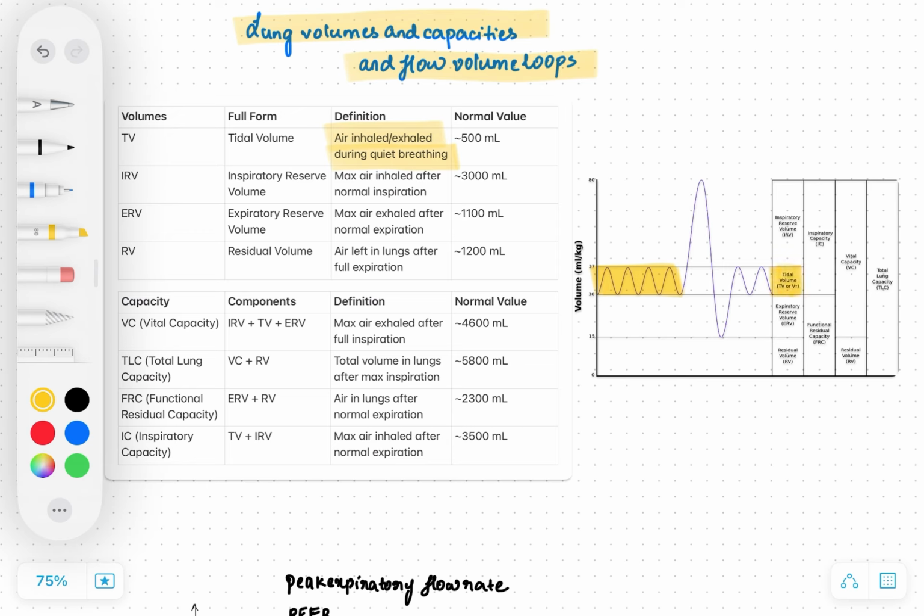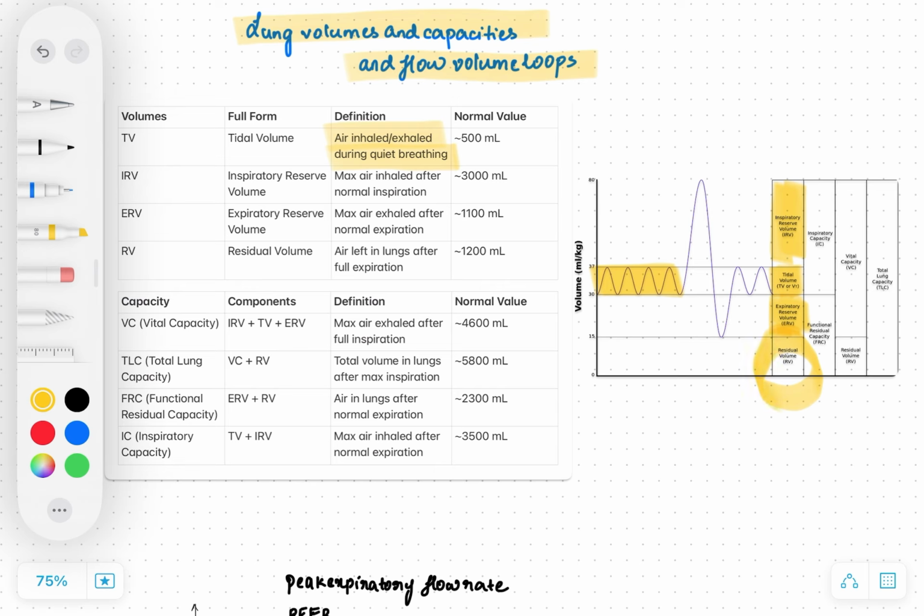Next, inspiratory reserve volume. The maximum amount of air we can inspire after normal inspiration is inspiratory reserve volume, and the maximum amount of air which we can expire after normal respiration is expiratory reserve volume. And the amount of air which is left after maximum expiration is residual volume.